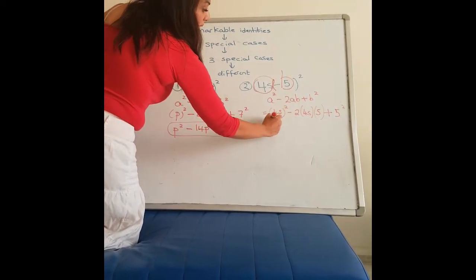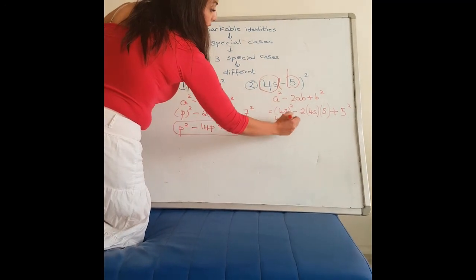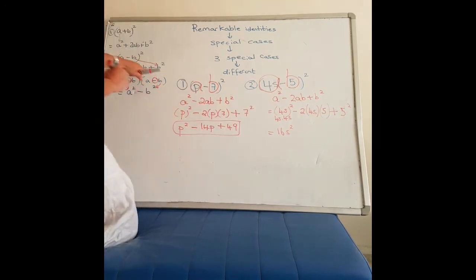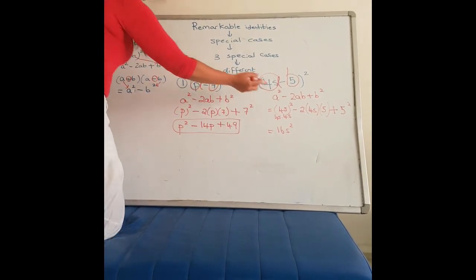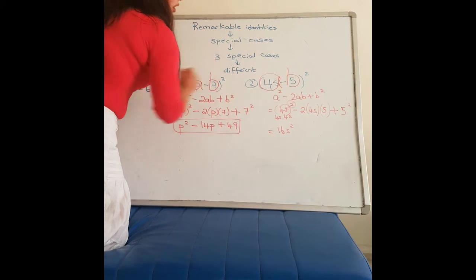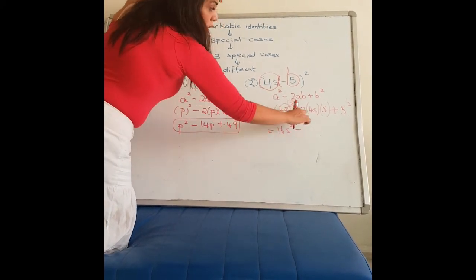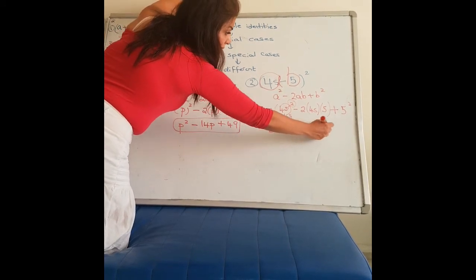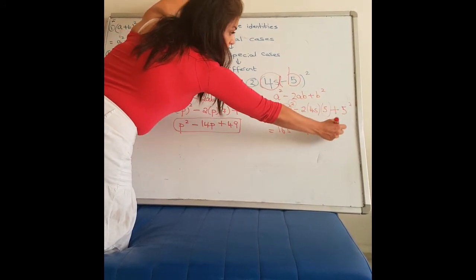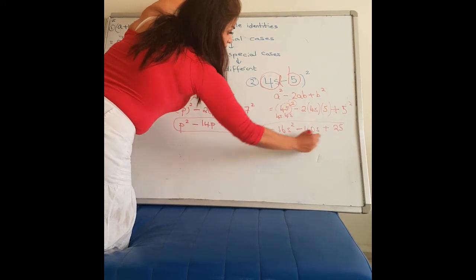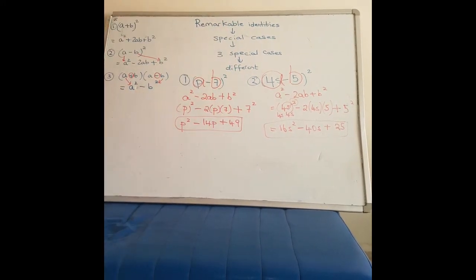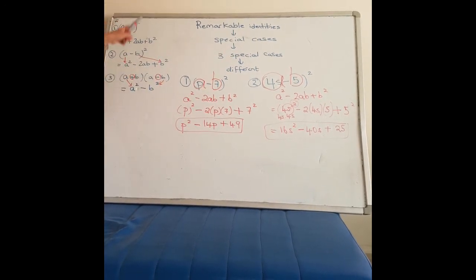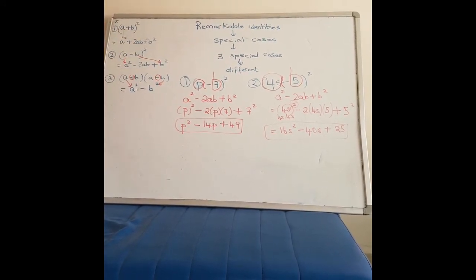4S to the second power is actually 4S times 4S, which is 16S to the second power. Don't forget, you need to distribute the square to everything inside your parentheses. Minus 2 times 4 is 8 times 5 is 40S plus 5 to the second power is 25. This is my answer. Instead of me doing two parentheses and distributing, I have to use these three special cases.